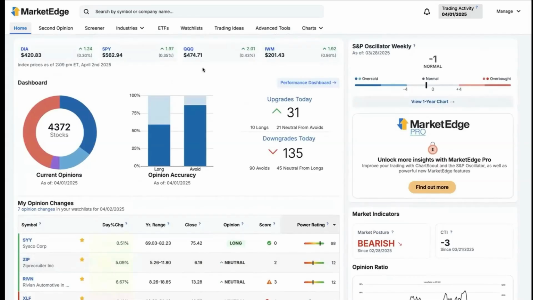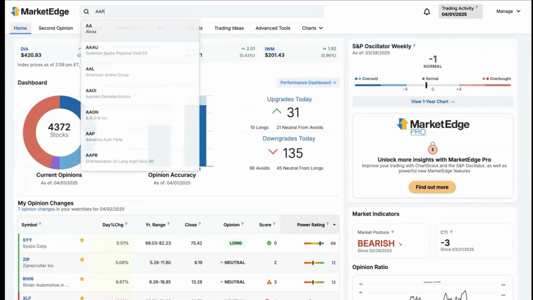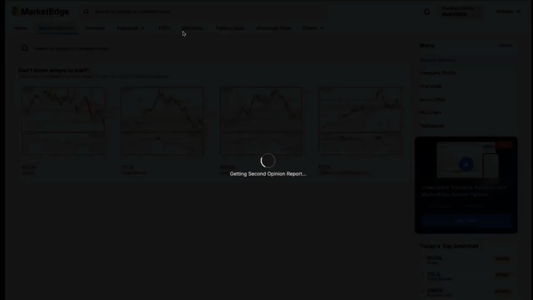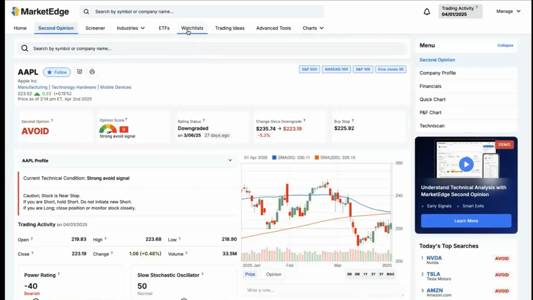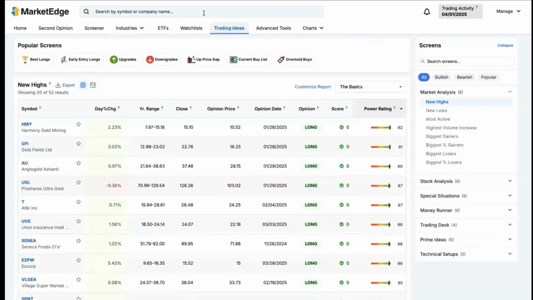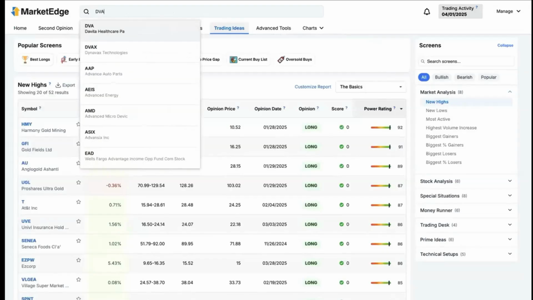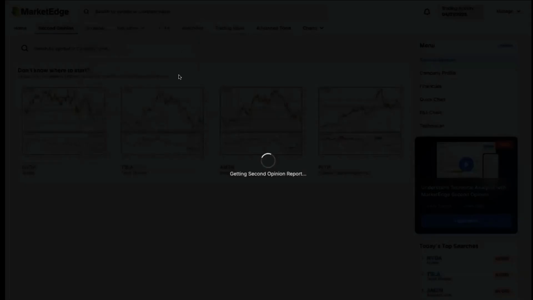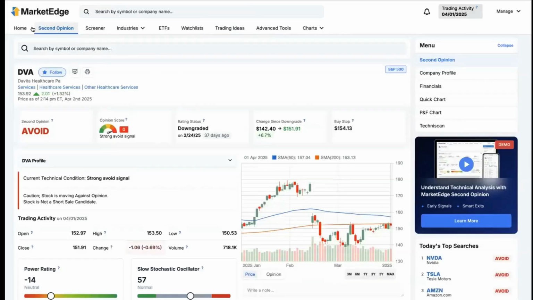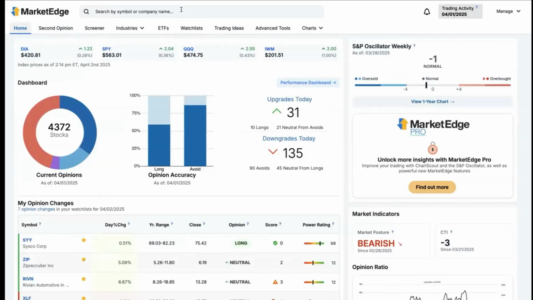Another thing that's new is the old interface. You could search for stocks here. There was a search bar. We've made what's called universal search. So up here, you can type in a symbol. And anywhere on the site, you can put in a symbol, and it's going to take you to our second opinion page. Previously, that was on home. Now it's everywhere. So it's just a convenience.